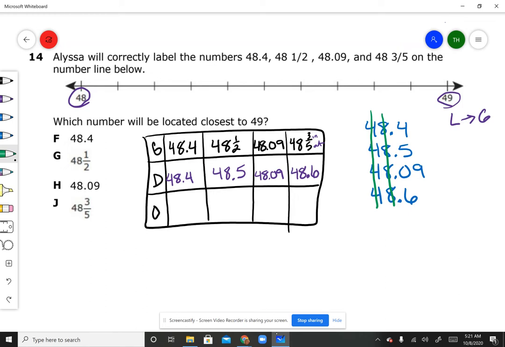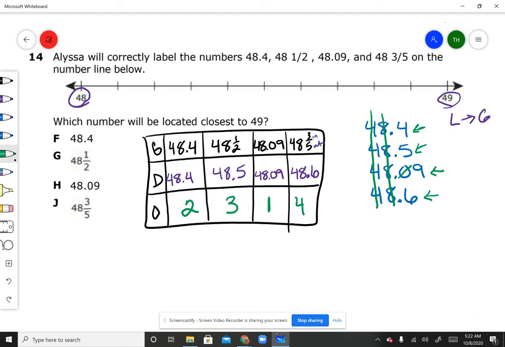If I'm going least to greatest, I'm looking for the smallest number, which is this one right here, 48.09. So that's my smallest number. Next, my next smallest is this 4 right here, so 48 and 4/10. Then my 5, 48 and 5/10. And last, 48.6 or 48 and 6/10. Okay. So I'm going to put these on my number line.